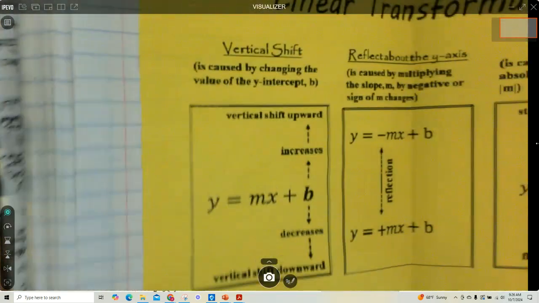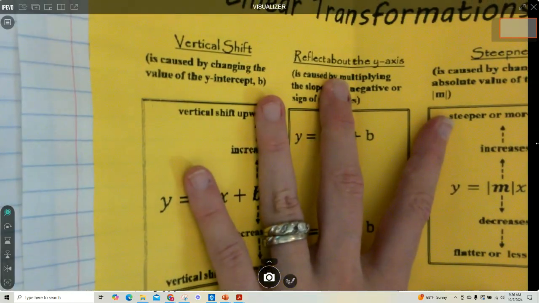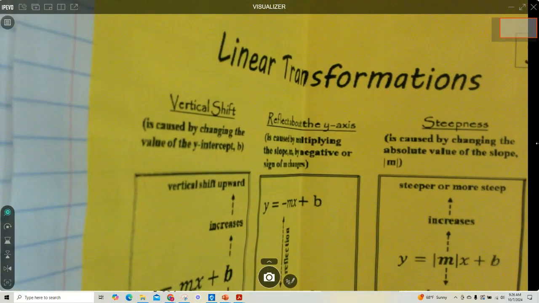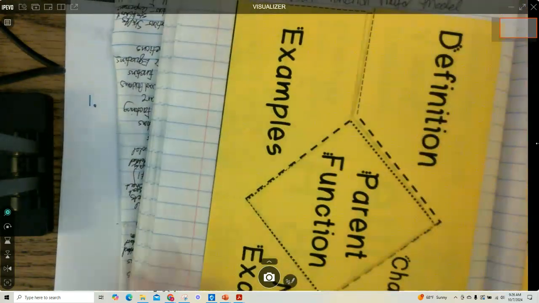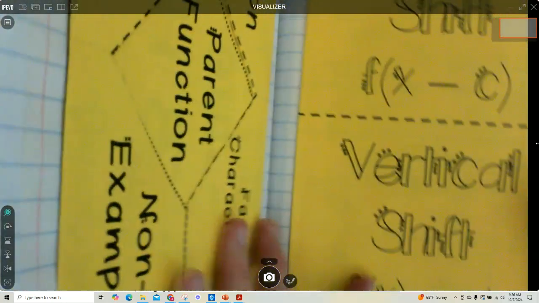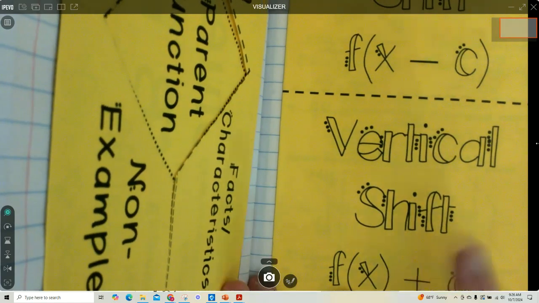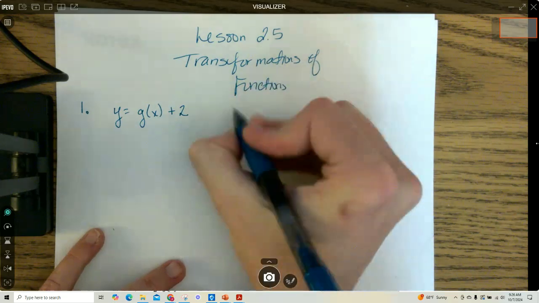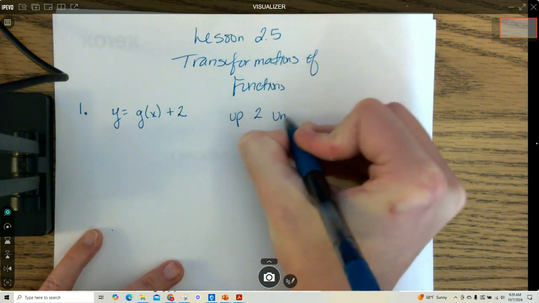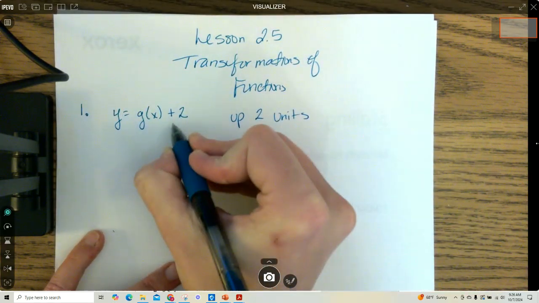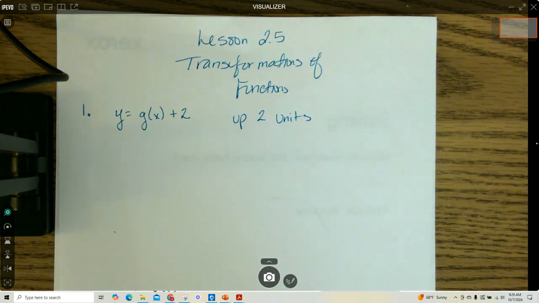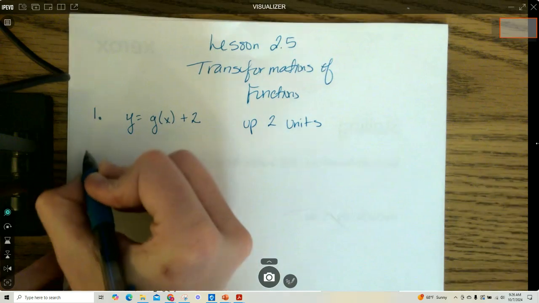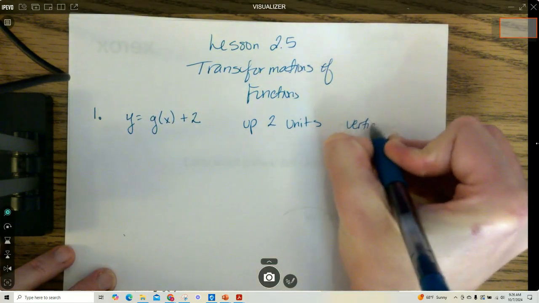Okay. I may make y'all a copy of this page. It shows you what the functions look like when they're doing all this stuff. So, if we do f of x plus a number, it's a vertical shift. We're going up 2 units. If it was minus, down however many units. So that's a vertical shift.